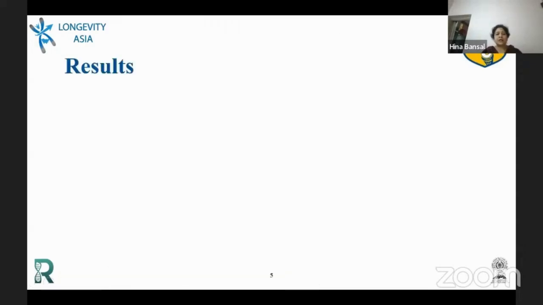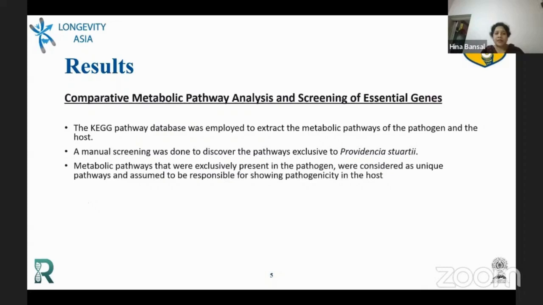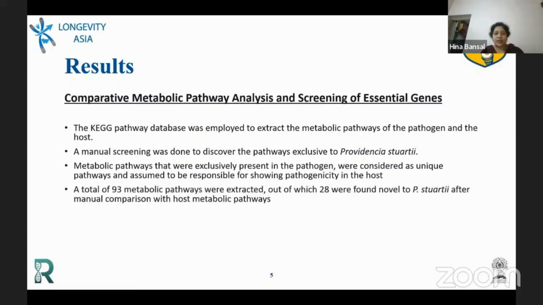Then moving on to the results section, the KEGG pathway database was employed to extract the metabolic pathways of the pathogen and the host. A manual screening was done to discover the pathways exclusive to Providencia stuartii. Metabolic pathways that were exclusively present in the pathogen were considered unique pathways and assumed to be responsible for the pathogenicity in the host. A total of 93 metabolic pathways were extracted, out of which 28 were found to be novel to Providencia stuartii after manual comparison with host metabolic pathways.